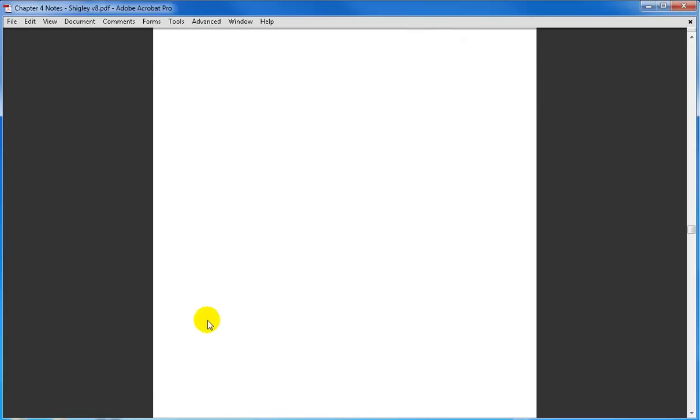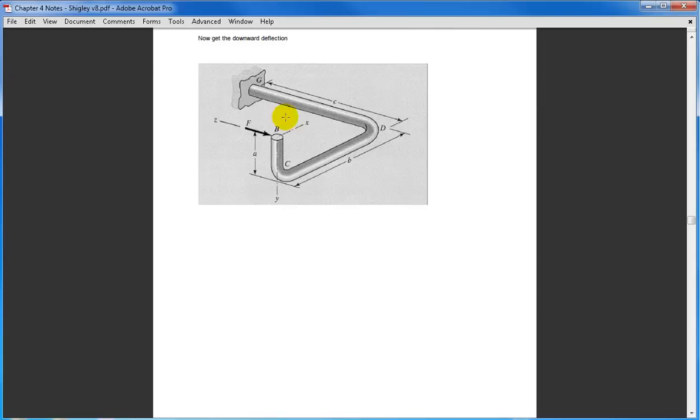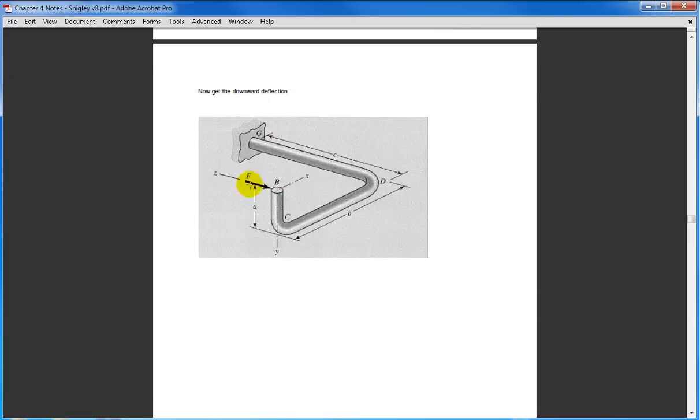Okay, I said on this one, now get the downward deflection. If I don't have that one already solved and talk about it, well, let's just talk about how we would do it. And this would be a very good one for you to try. If I want to know how much B moves down, I don't have a load in the downward direction, but I can invent one, and I can place a dummy load Q acting right there.